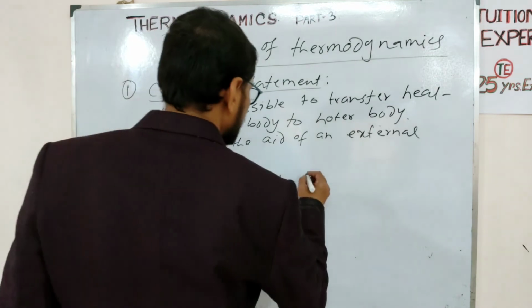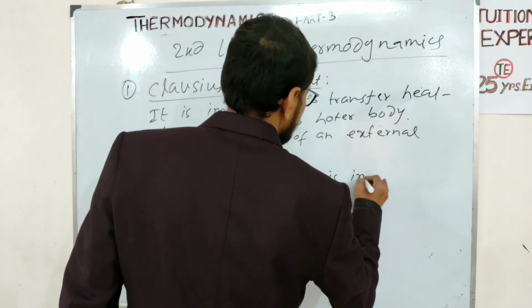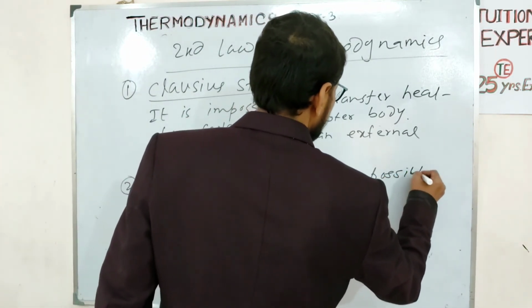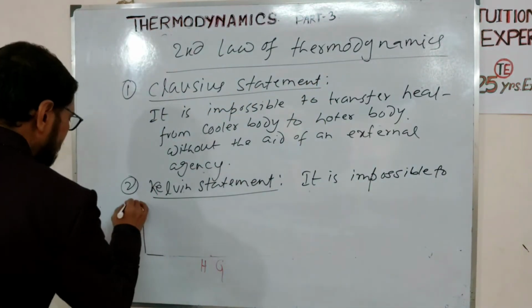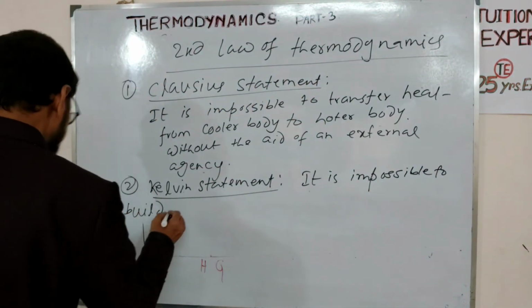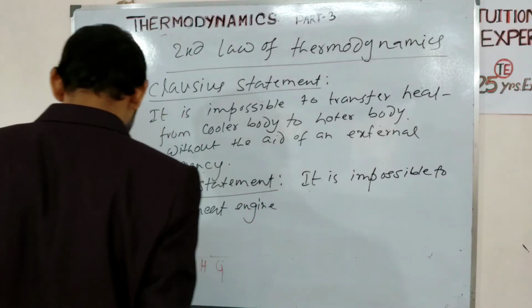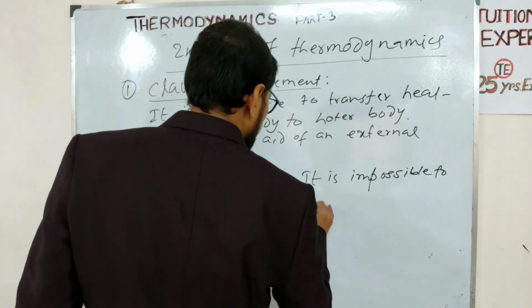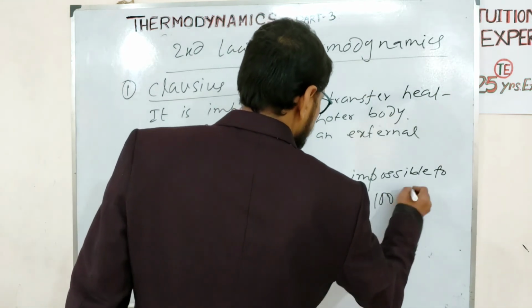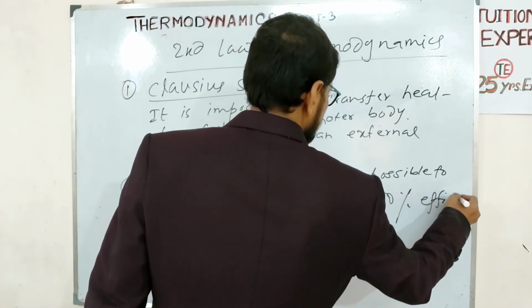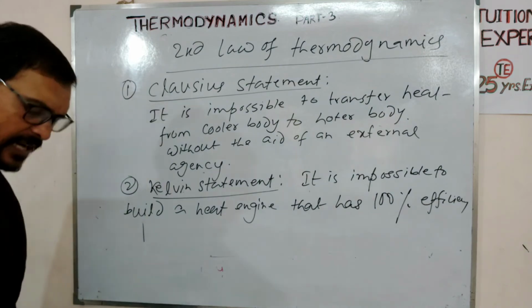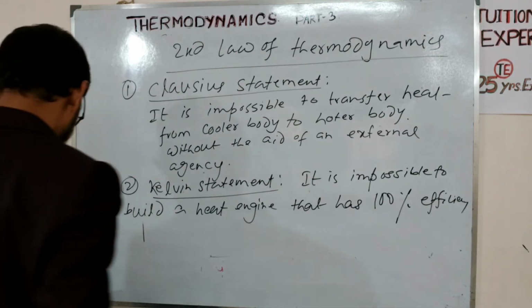The second statement is the Kelvin statement. It is impossible to build a heat engine that has 100% efficiency. This is the Kelvin statement. And the third statement is entropy.